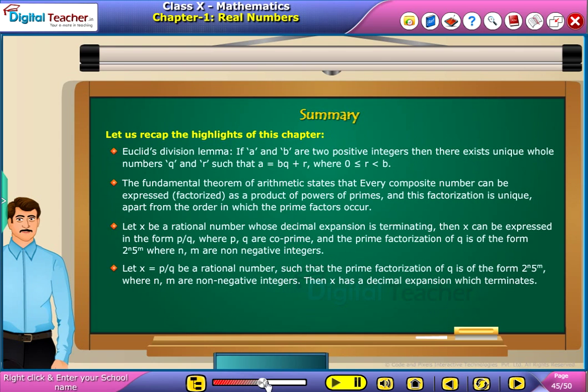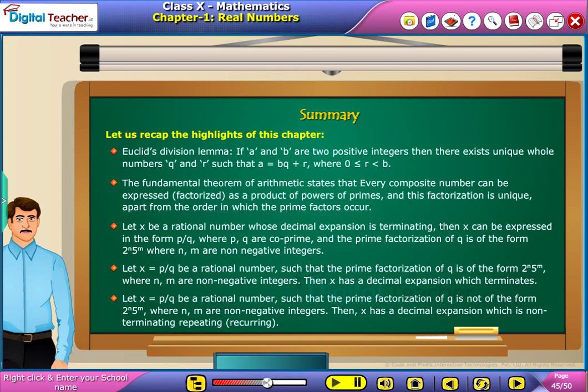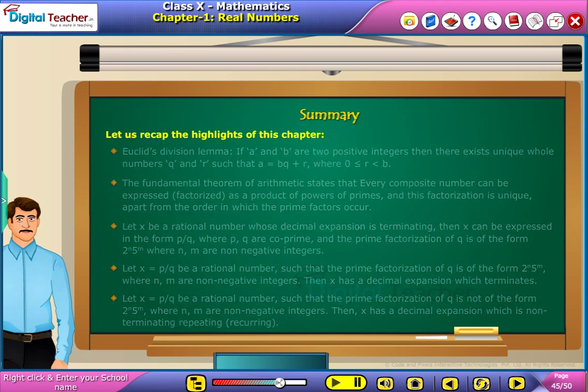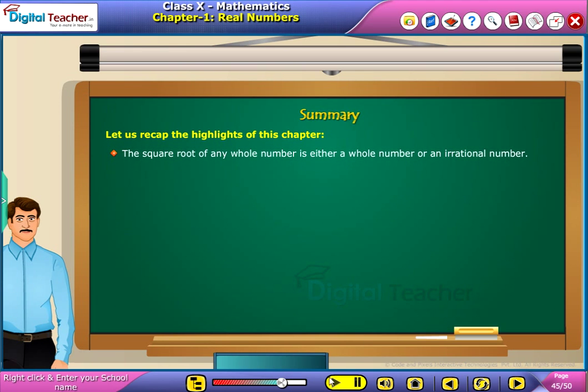Let x equal p by q be a rational number, where q is of the form 2 power n into 5 power m, where n, m are non-negative integers. Then x has a decimal expansion which terminates. Let x equal p by q be a rational number, where q is not of that form. Then x has a decimal expansion which is non-terminating, repeating or recurring. The square root of any whole number is either a whole number or an irrational number.